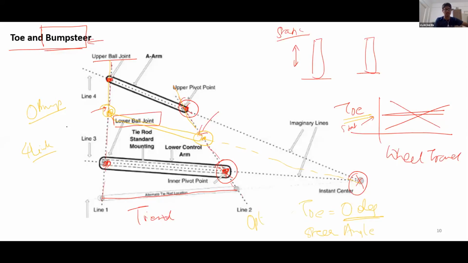And again, this can be done on a graph sheet.